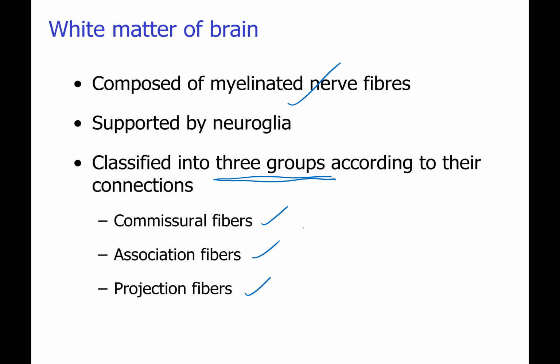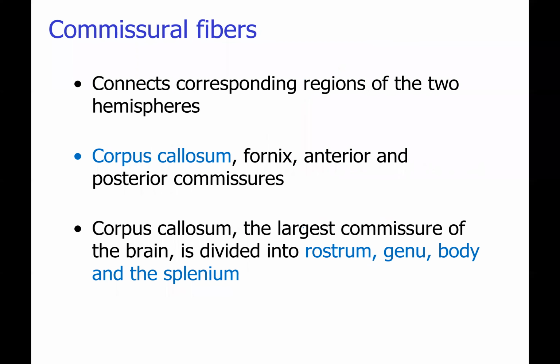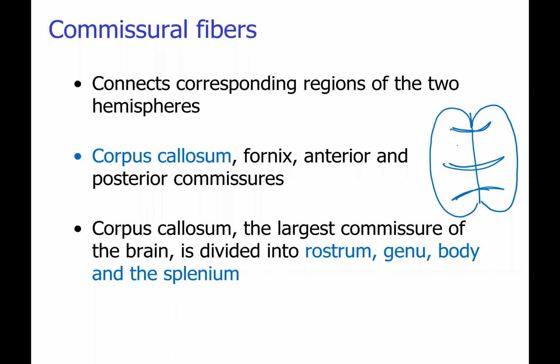Now commissural fibers are the fibers that connect corresponding regions of the two cerebral hemispheres, because you have the left and right cerebral hemispheres like this. The two corresponding areas of the cerebral hemispheres can be connected by these commissural fibers. So they have to cross the midline and go to the other side.